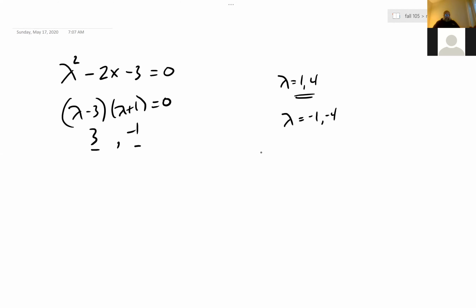Now you're like, wait, could they be the same? Well, sure they could. They could have lambda minus 2 and lambda minus 2. What would that give us? Well, it would give us a double root. And that obviously would have some kind of impact.